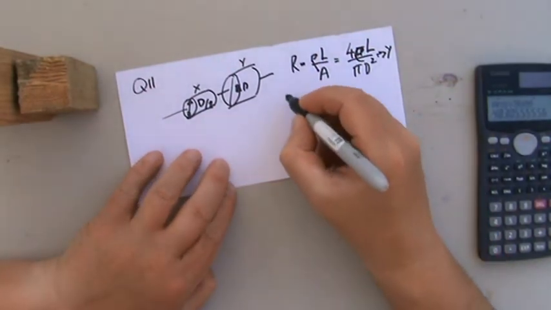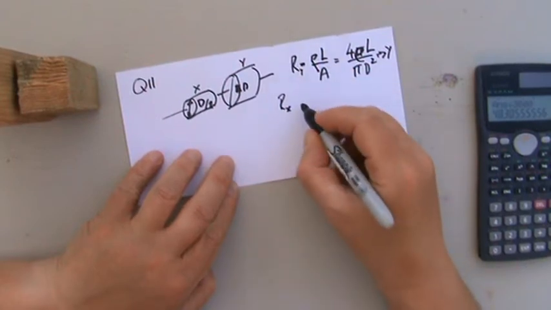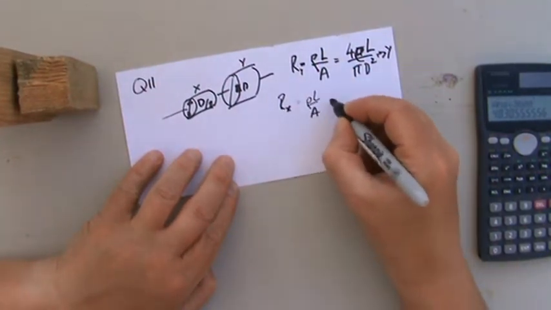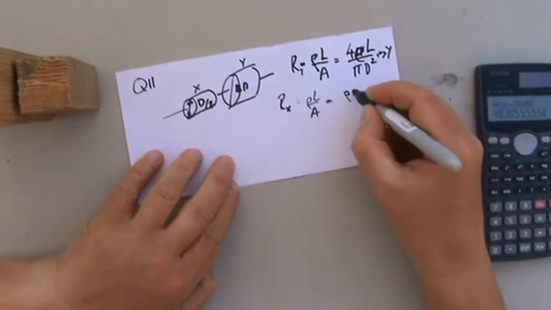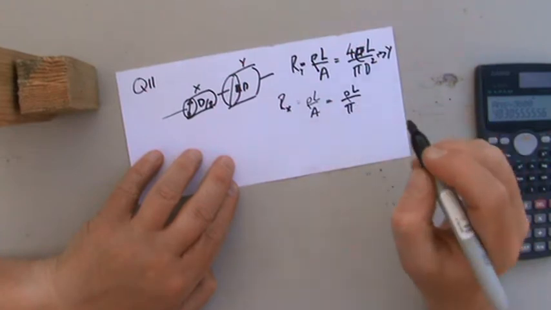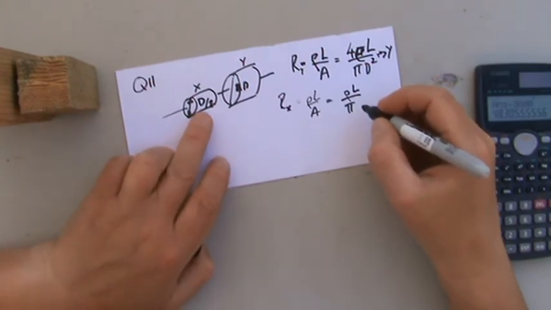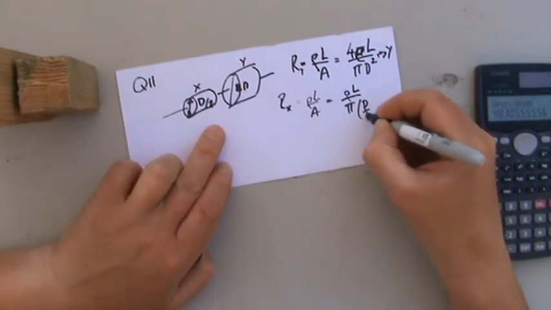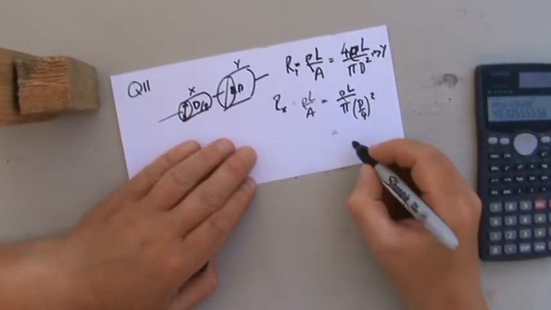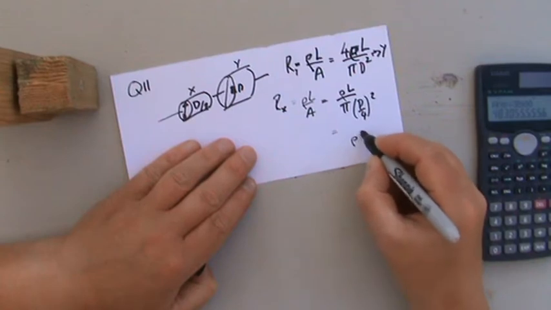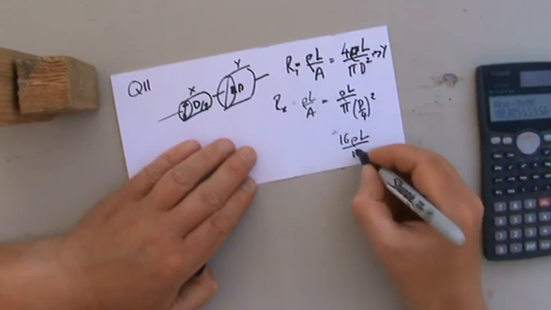And let's do the same for x, so let's work out the resistance of x. That's going to be rho L over A again. In this case it's rho L over pi. Now this time the diameter is d over 2, so the radius is going to be d over 4, all squared, which is going to give me rho L, or 16 rho L, because that's squared, and then over pi d squared.